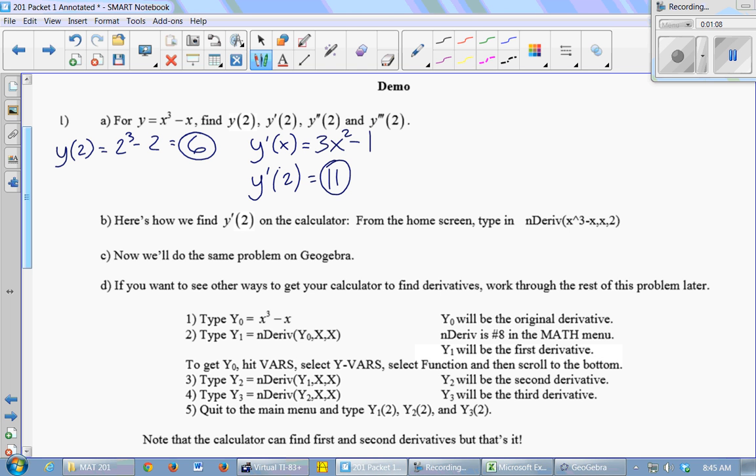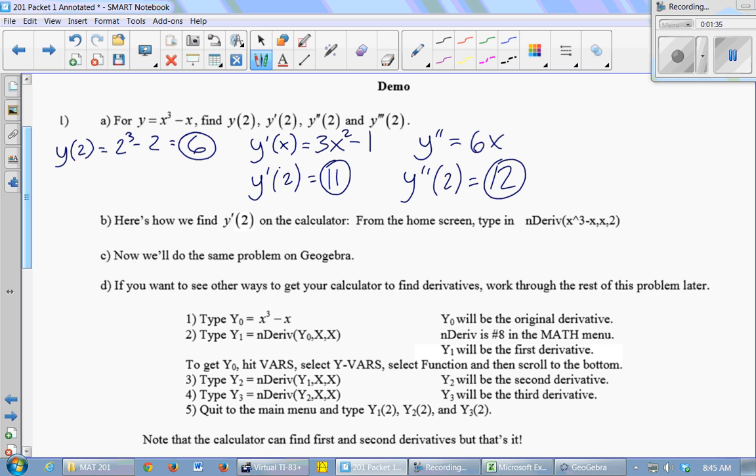Okay, so here's where we get into new territory. Y double prime. Y double prime just means the derivative of the derivative. So I've got the derivative is 3x squared minus 1. So the second derivative means the derivative of the derivative. So that is 6x. So y double prime of 2 is 12.